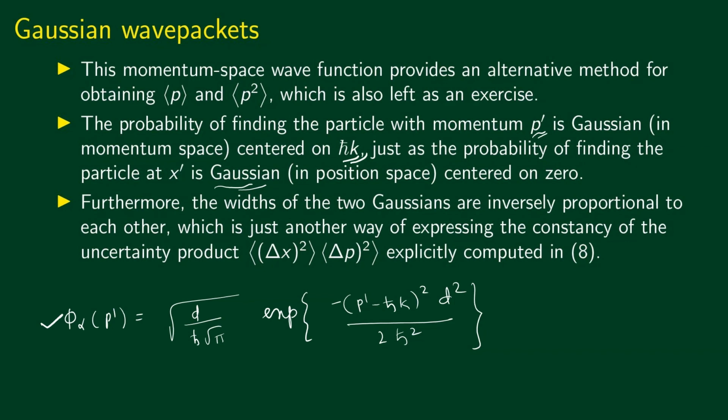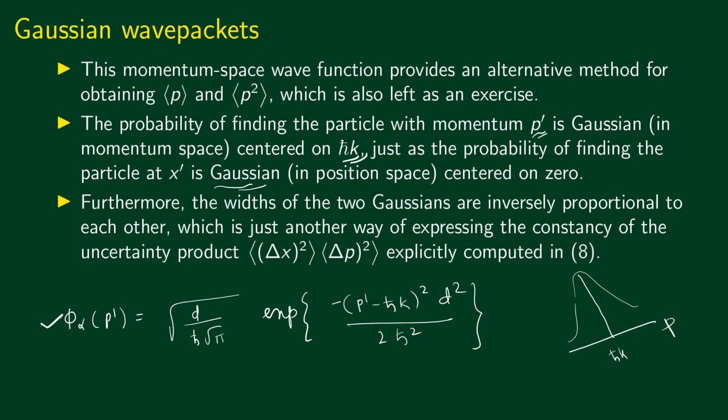So we had a Gaussian wave function in the position space. Now we have a Gaussian wave function in the momentum space. We could actually plot the probability for finding each value of momentum. So we could plot p versus the modulus square of this wave function, and you get a Gaussian which is centered at h bar k.